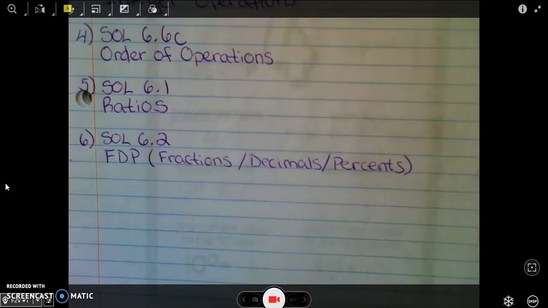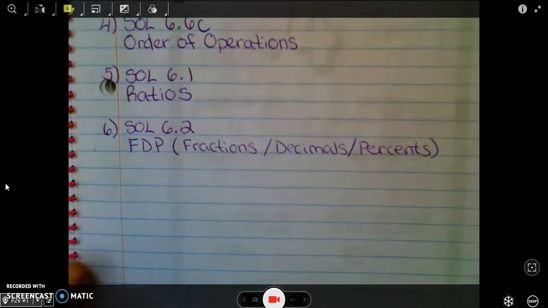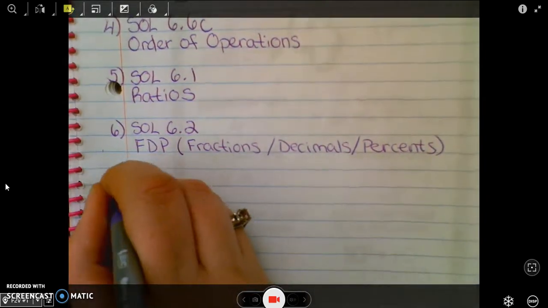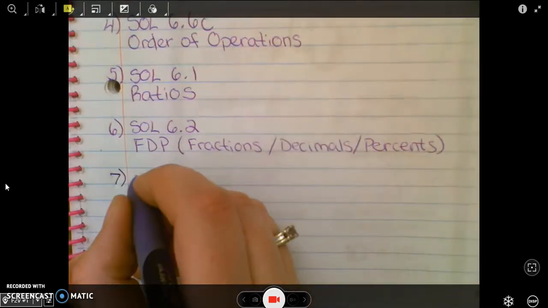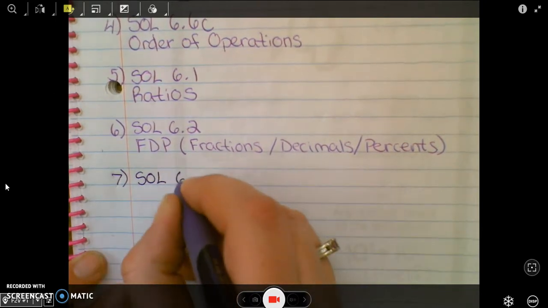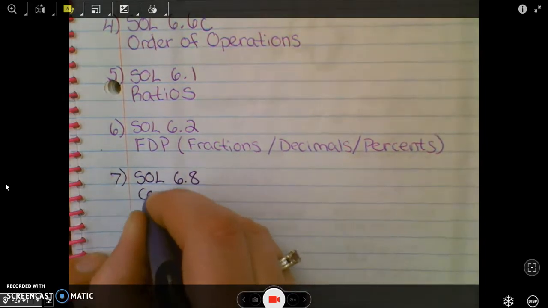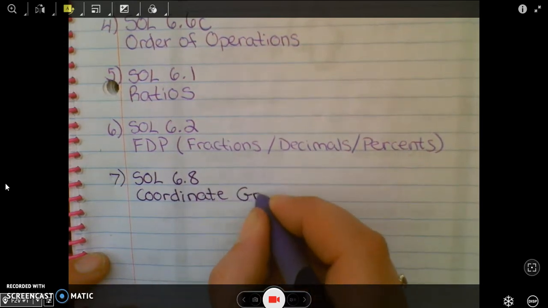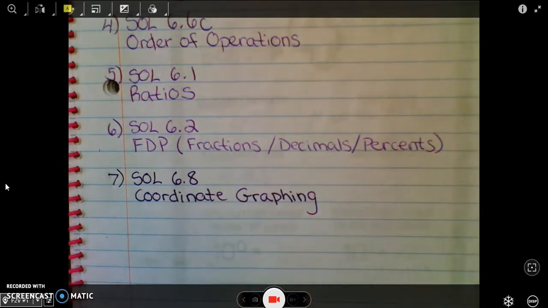Alright, so we are at our table of contents now. We have 6 units so far. We're going to be adding unit number 7 today. And unit number 7 is SOL 6.8, and it is coordinate graphing. So take a second to get that copied into your table of contents.